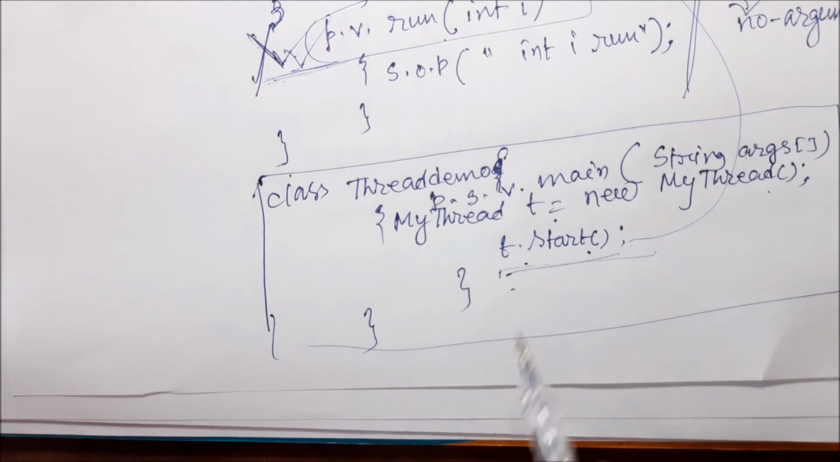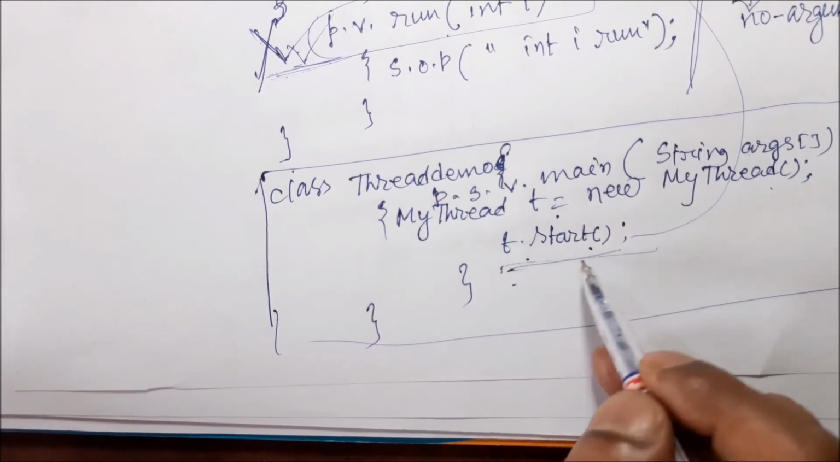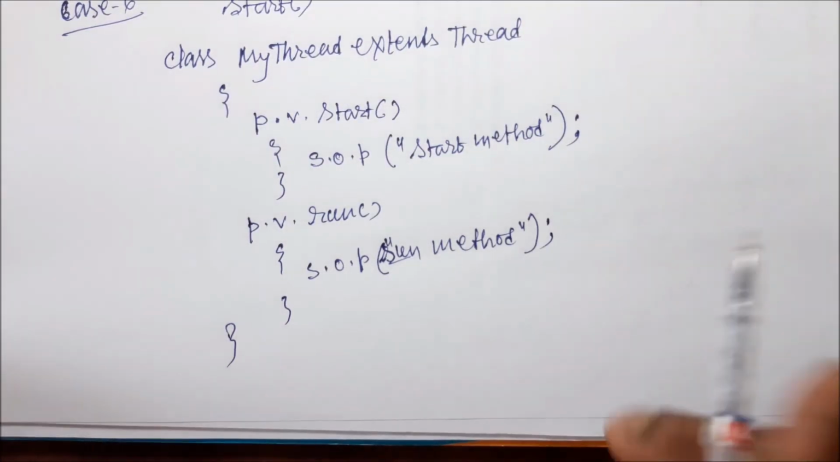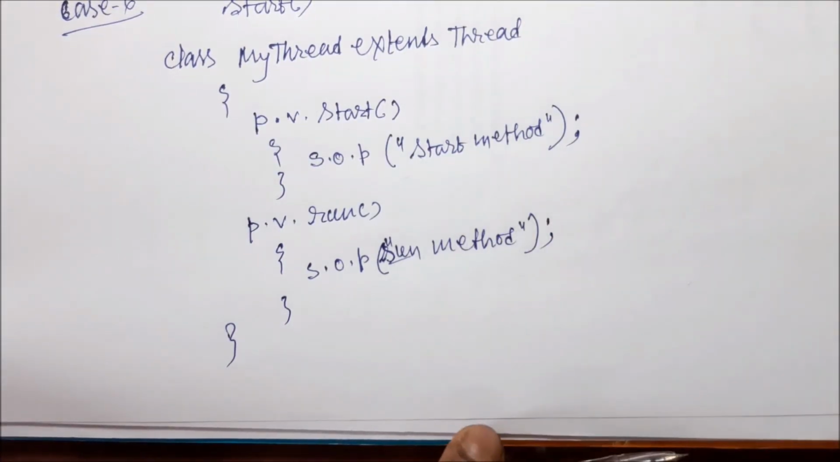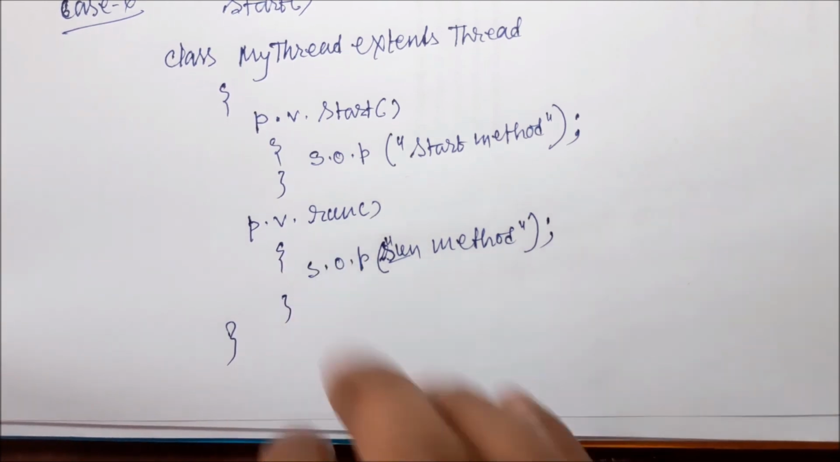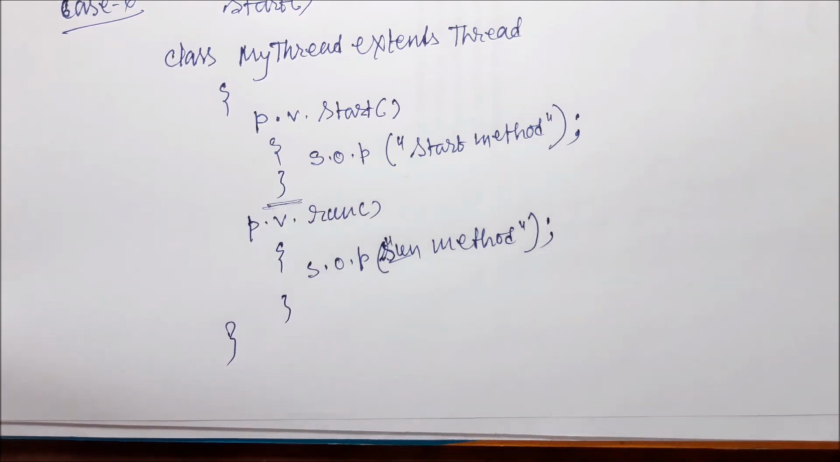What will happen? You might think t.start will call the run method, but here, which method will be called when we call t.start? It will call the start method. So what is the output? Start method. It will produce only the start method output, but it will not create another thread, because it will not call the run method. It is a normal execution of a program.